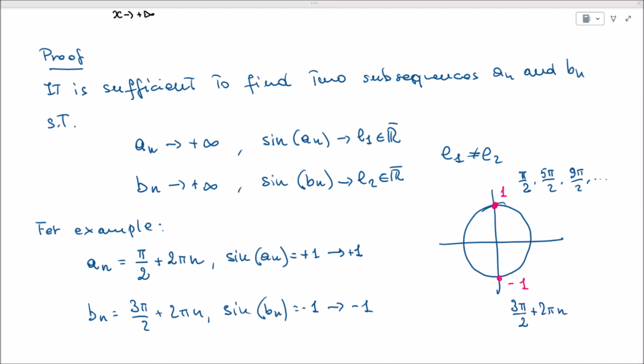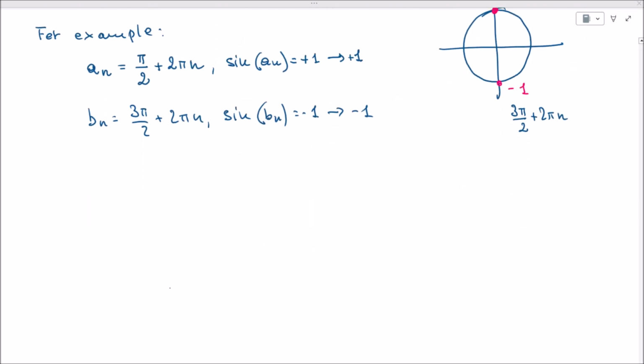As another example of application of this theorem, let's consider the function cosine of 1 over x squared, and let's prove that the limit as x goes to 0 plus of this function does not exist.